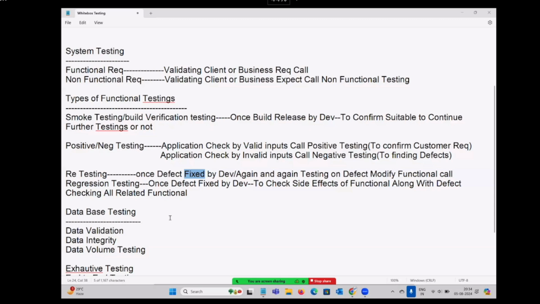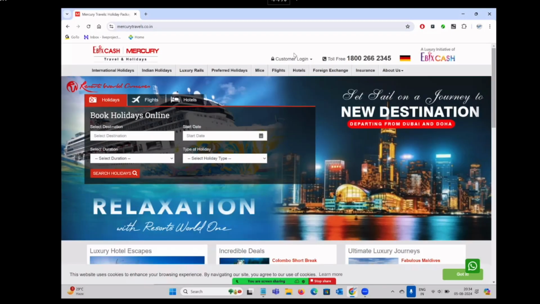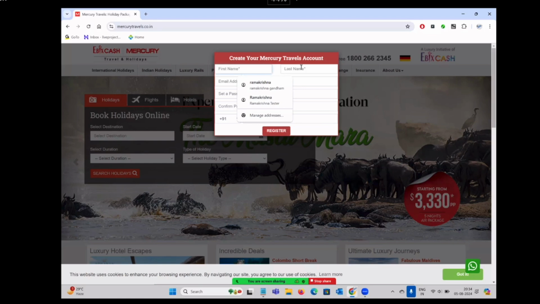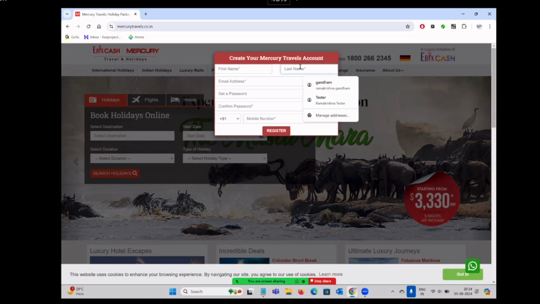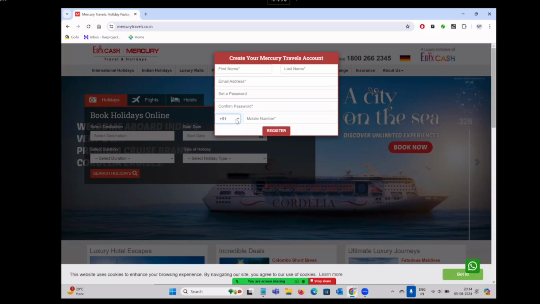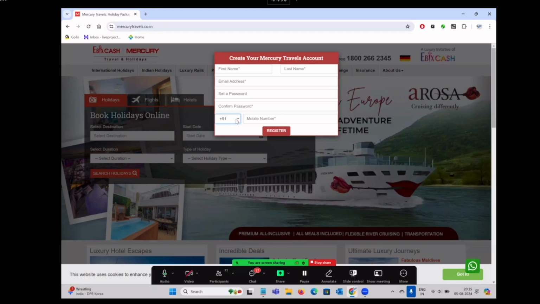But always regression testing manually is not possible. A small example I'll tell you. Look at my screen. I'm testing: first name working, last name working, email ID, password, confirm password. This list box, are you able to see the phone list box? Country is not working. Defect, I report to the developer. Developer fixed. Now if I want to perform retesting, I only have to check the country code.